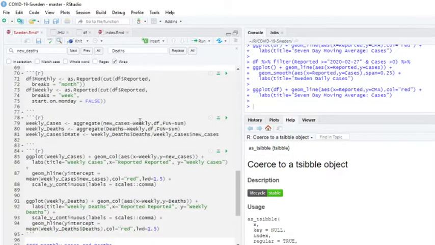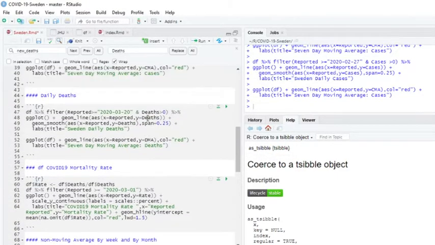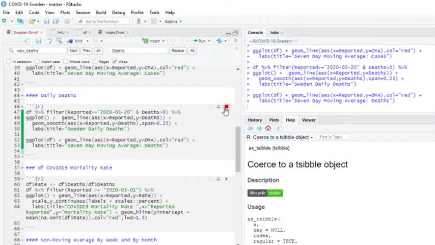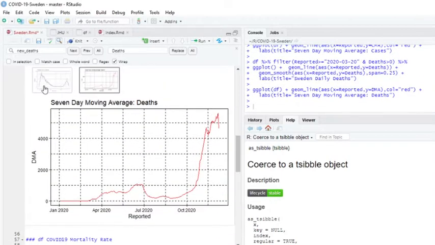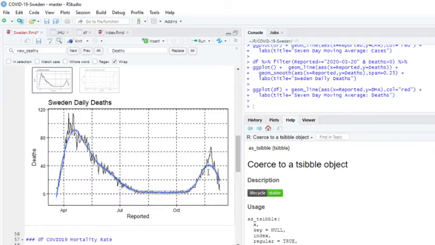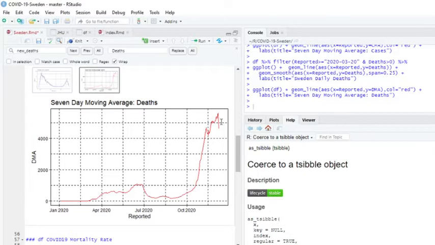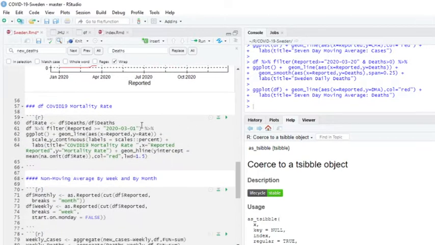Okay, so this is daily death. Let's see how this works. Okay, daily deaths. You can see we are starting to see a decline in deaths in Sweden, which is very good news. You can see the slight decline up here also.